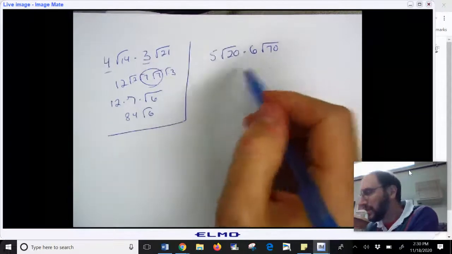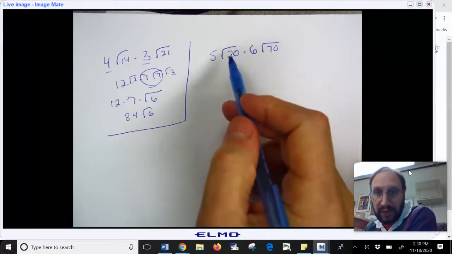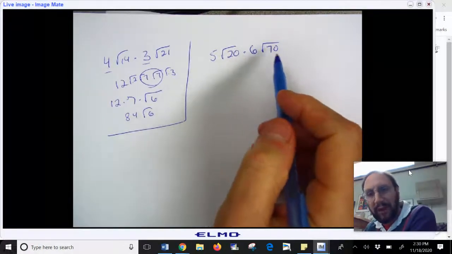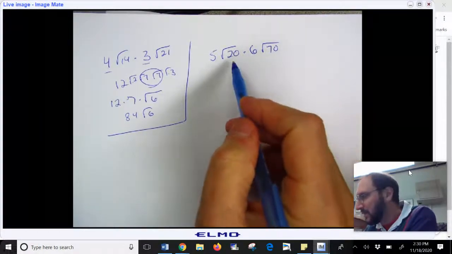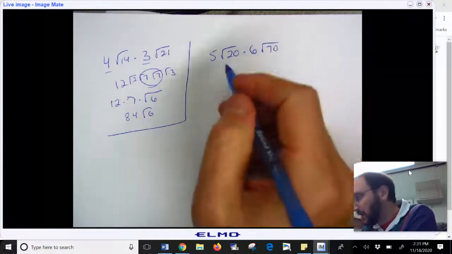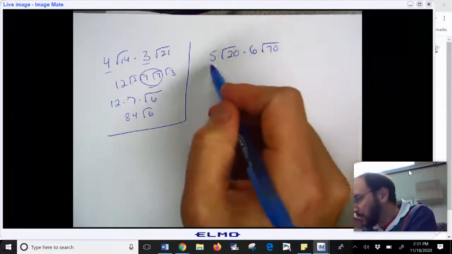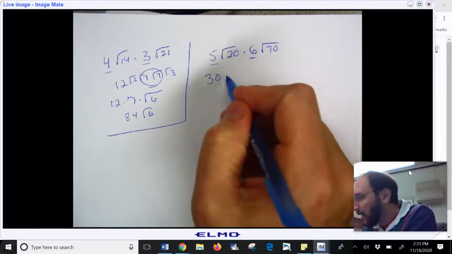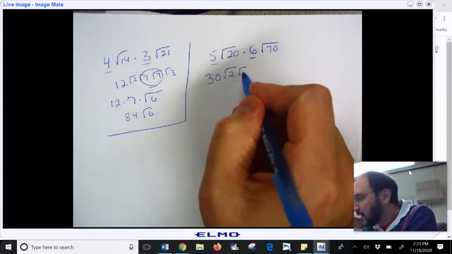So you should notice that 20 and 70, certainly 20 can break down to 4 and 5 because there's a 4 in there, but we'll get everything we need, I think, if we notice there's a 10 that's in common between these two. Let's try that first. I could do it the other way again in a second way. So 5 times 6 is 30. And I'm going to rewrite 20 as 2 times 10.